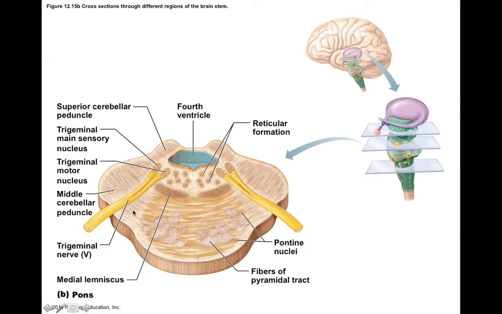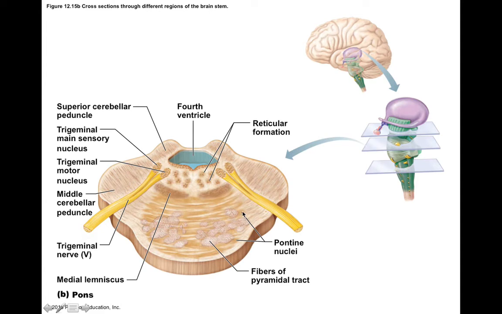So if you took a cross-section through the pons, you'd see that there's lots of nuclei here that are associated with cranial nerves, like your trigeminal nerve nuclei. We also find some of the fiber tracts from your pyramidal motor neurons here as well. Nuclei that are involved with reticular formation, which is involved with awareness and arousal, as well as parts of the peduncles that are involved with connecting to the cerebellum for communication of information.